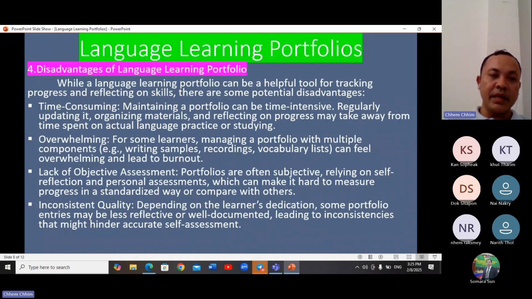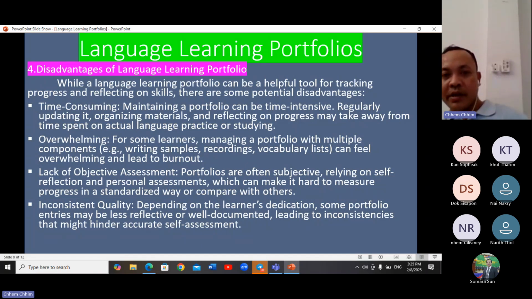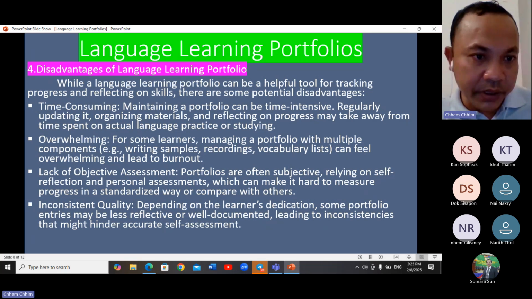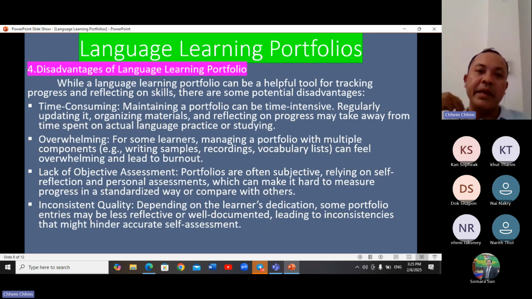Besides advantages, we talk about disadvantages of language learning portfolios. So first we call time consuming. It means that maintaining a portfolio can be time intensive. Regularly updating it or organizing material and tracking progress may take away from time spent on actual language practice or study.